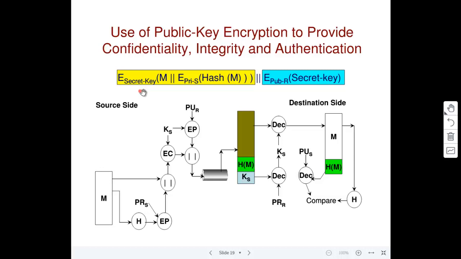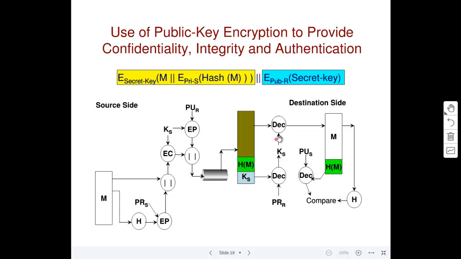You could have more than one layer of encryption, and so when the decryption is done, you have to first do the outer level of decryption. So you have to first decrypt this message, the secret key, by getting the secret key from this part using the private key of the receiver. And once you get the secret key, you can do this decryption and get the message along with its hash values. That's what I'm showing here.